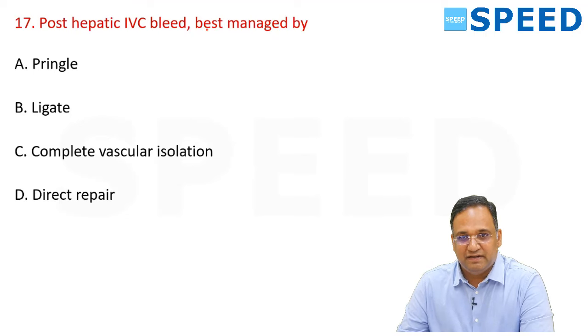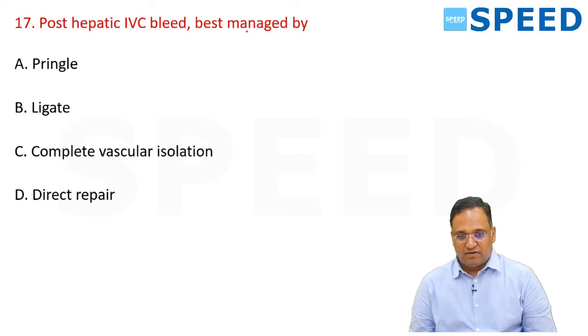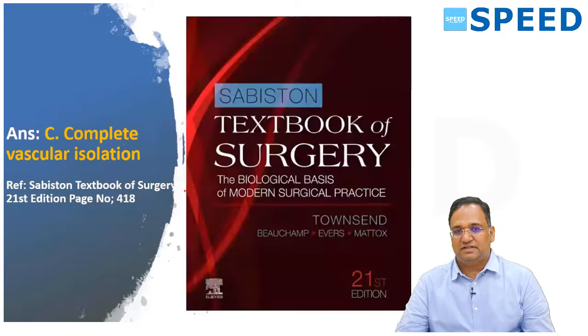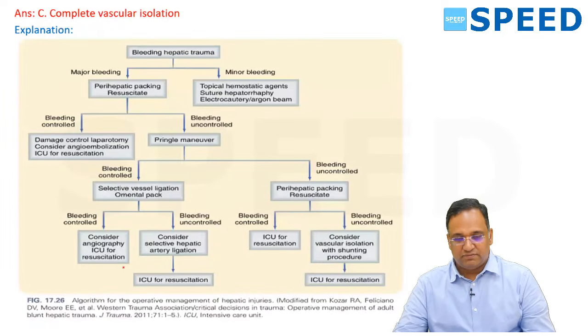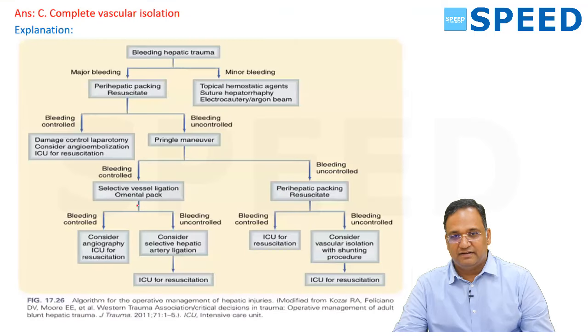Post-hepatic IVC bleed, best managed way. Pringle and all for pre-hepatic. Post-hepatic will be a complete vascular isolation. So, go through this algorithm which is there in Bailey and Love 21st edition, page number 418.